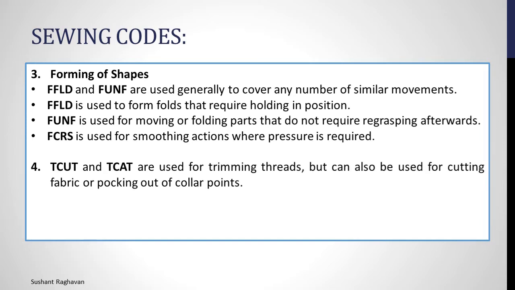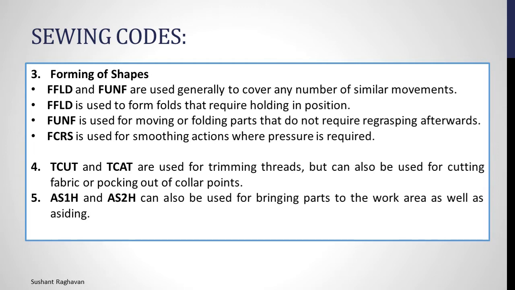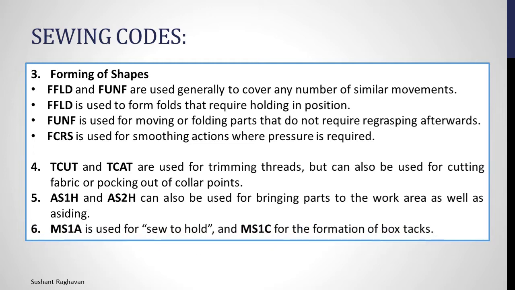TCUT and TCAT are used for trimming threads, but can also be used for cutting fabric or poking out collar points. AS1H and AS2H can also be used for bringing parts to the work area as well as assiding. MS1A is used for sew to hold and MS1C for the formation of box tags.